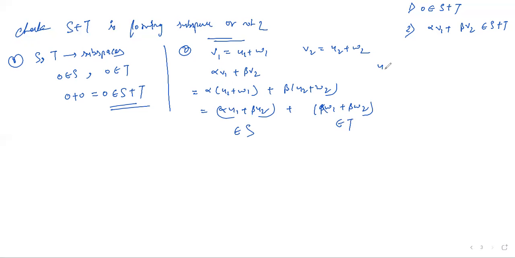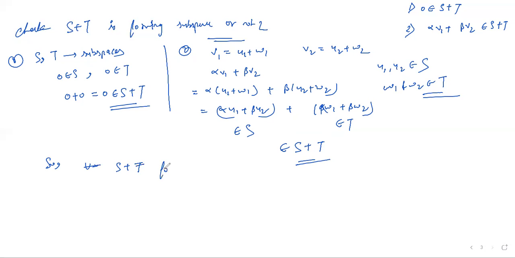Where u1 and u2 are the vectors which belong to the subspace S, and w1 and w2 are the vectors which belong to the subspace T. So this is also a linear combination, and it belongs to S plus T. Since it satisfies both conditions, S plus T forms a subspace.